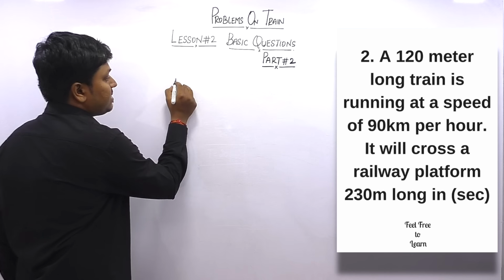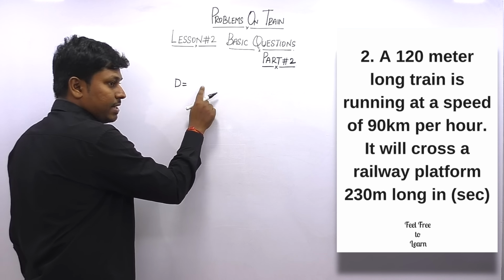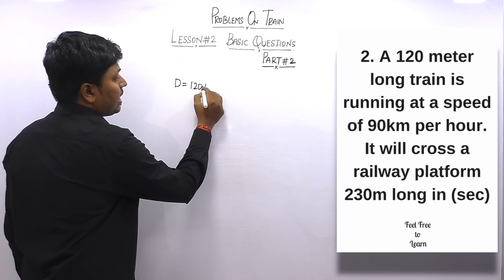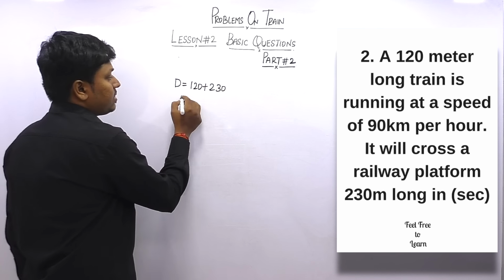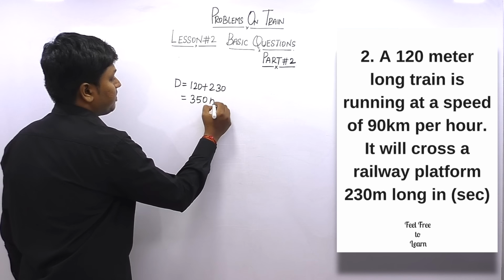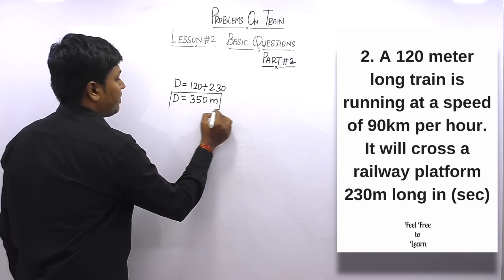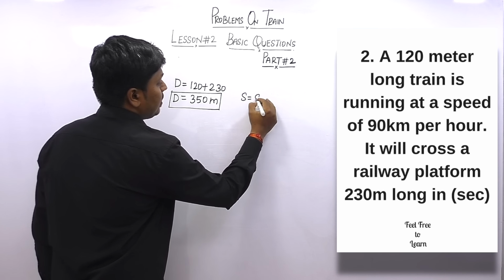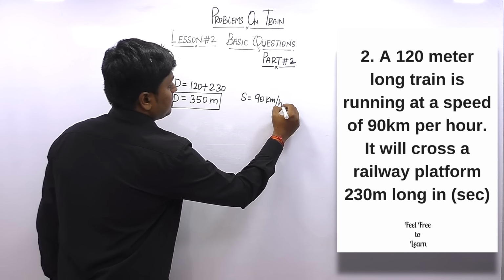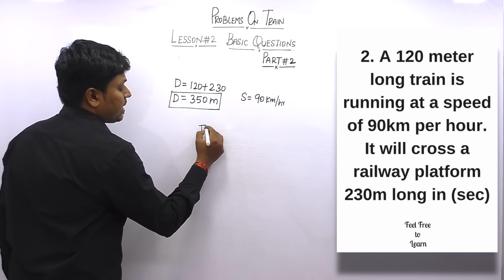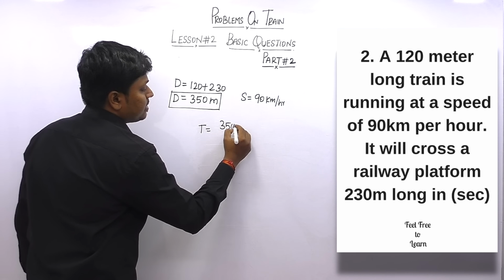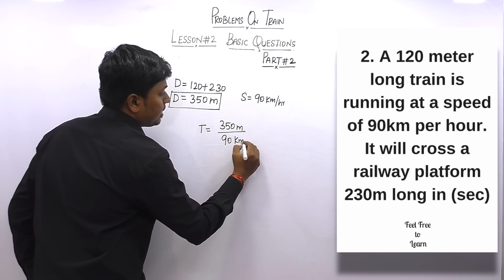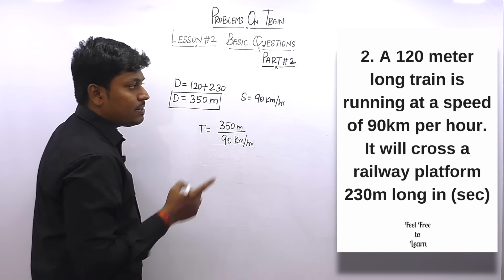So first, distance traveled by the train is equal to length of the train plus length of the platform. So length of the train is 120 meter and length of the platform is 230 meter. So once you add this, 350 meter. So finally we can say the distance traveled by the train will be 350 meter and the speed is given, 90 km per hour. So now our target is to find the time taken. So time is equal to distance divided by speed. So distance will be 350 meter divided by speed, 90 km per hour. So our target is to find the answer in seconds.